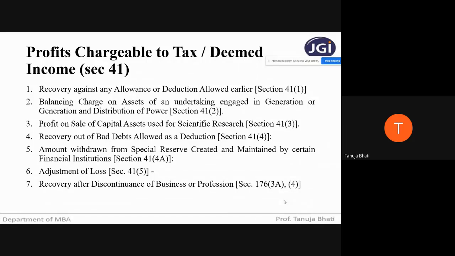Suppose the business is being discontinued, suppose the textile business, you're discontinuing the textile business, then what happens? The unabsorbed loss pertaining to the year in which the business or profession was discontinued, like if the textile business is making a loss of suppose 10 lakhs, and it has been discontinued, then such loss will be allowed to be set off with the income of some other business, correct? So such adjustment of loss will be added as a deemed income.